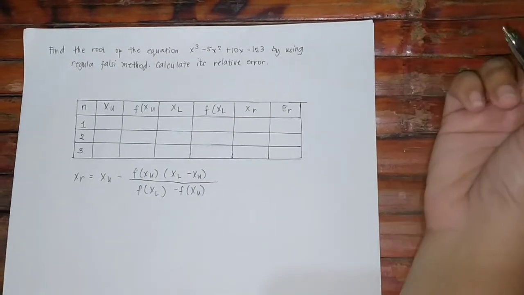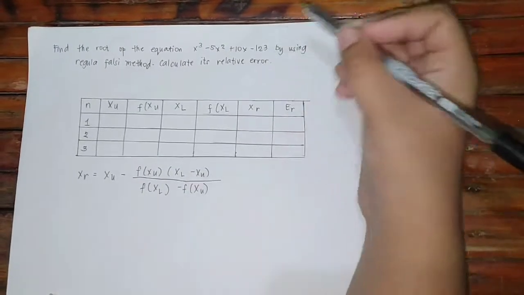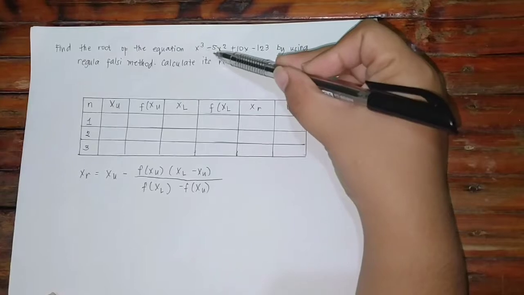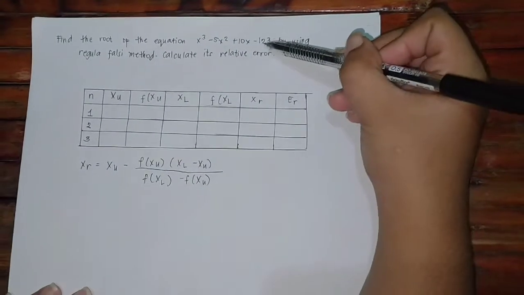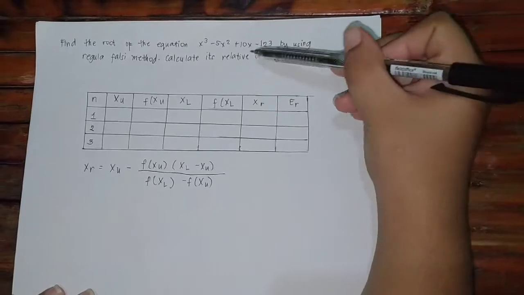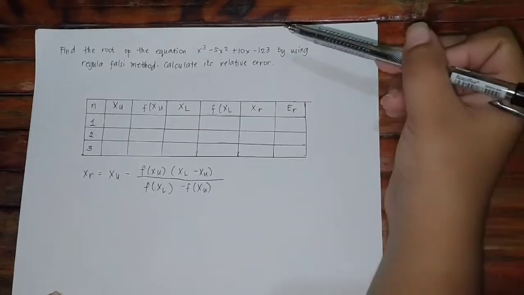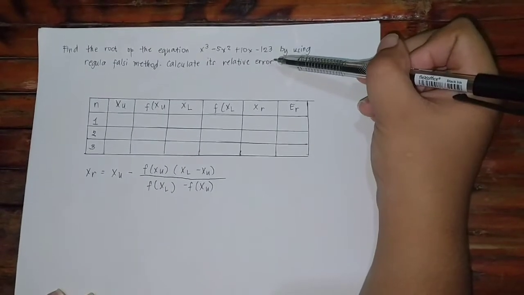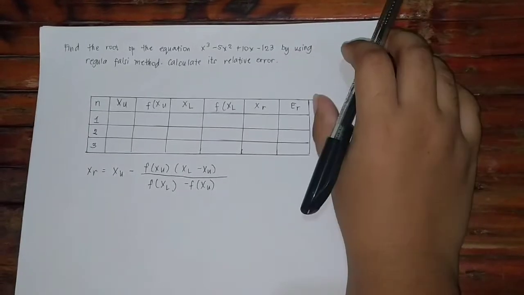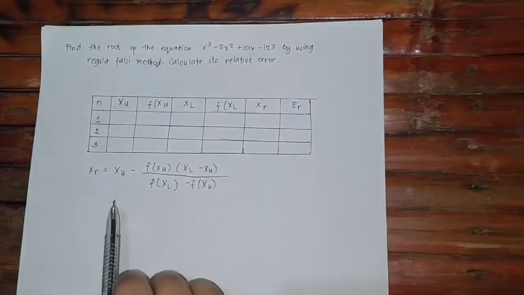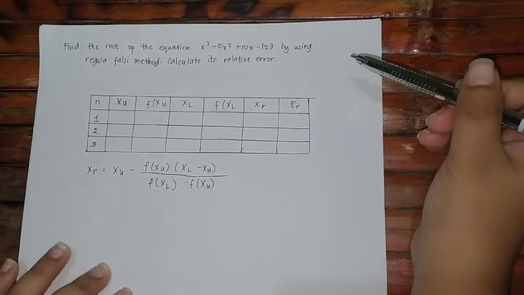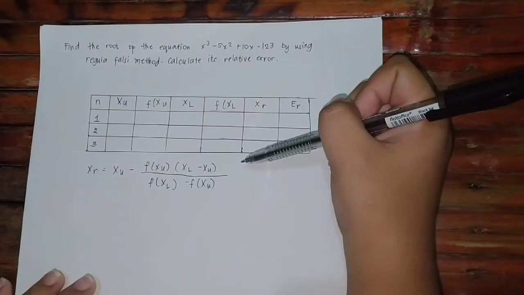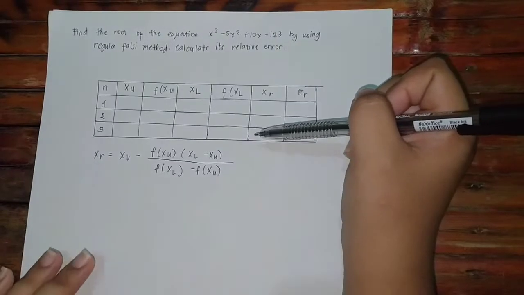So here's the given example. Find the root of the equation x cubed minus 5x squared plus 10x minus 123 by using the regula falsi method. Calculate its relative error. Now, here is the formula for the regula falsi method, which we're going to use in finding the root.